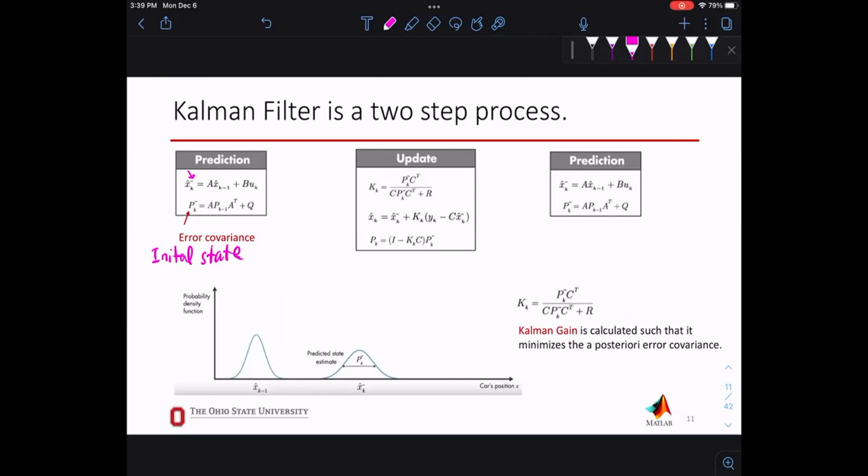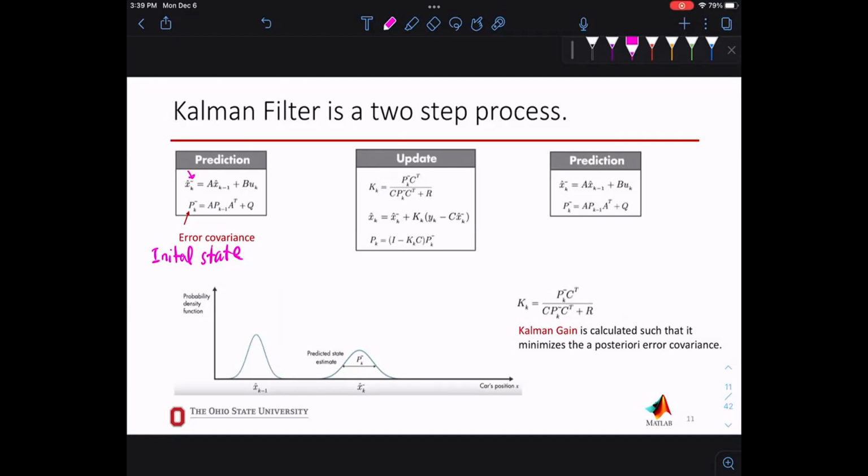So we call it PK a priori, which is A, the system, times the previous error, whatever it was, plus Q. If you start from 0, what's your error? 0, there's no error, you just started. So at the first step, let's say the initial error is zero. Zero error plus whatever noise this system introduces would be exactly my next error covariance.